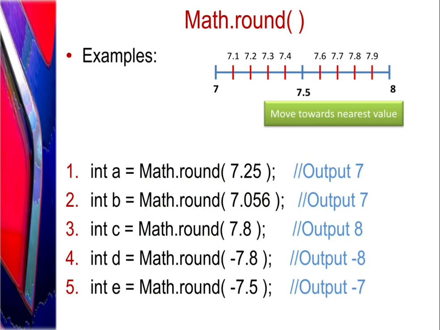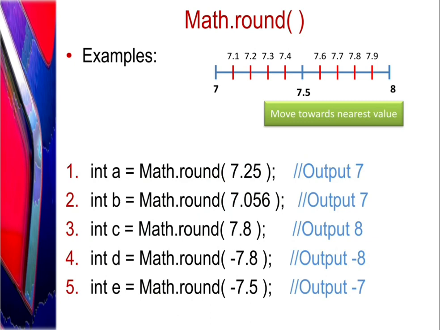0.5 and more than 0.5 means moving forward. If it is less than 7.5, means if it is less than 0.5, it is moving backwards. Either you are getting 7 or you are getting 8. Nothing in between. 7.25 means 7 because it is less than 7.5. 7.056, again it is less than 7.5, that's why you are getting 7. 7.8, it is more than 7.5, that's why you are getting 8.